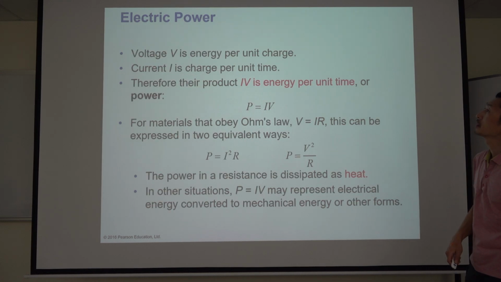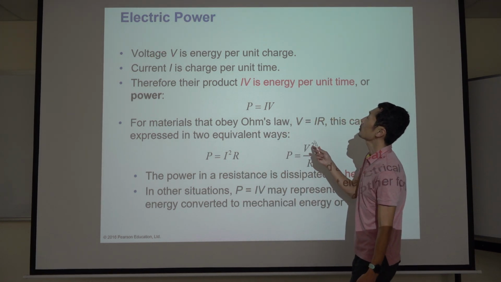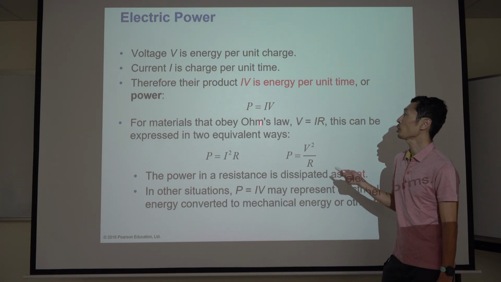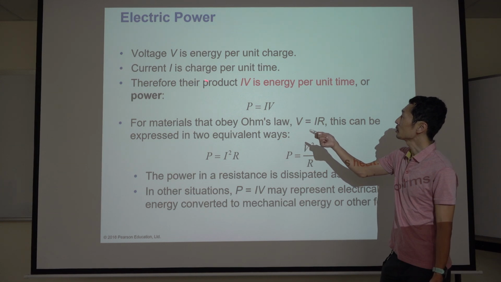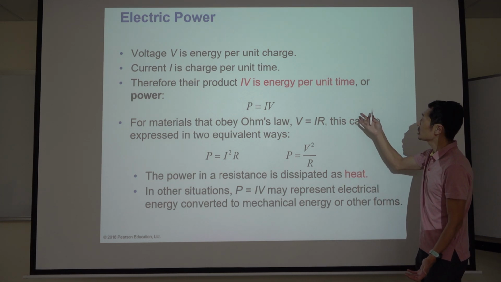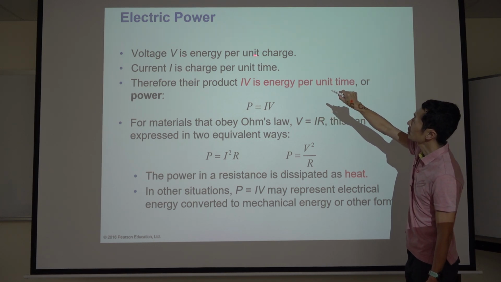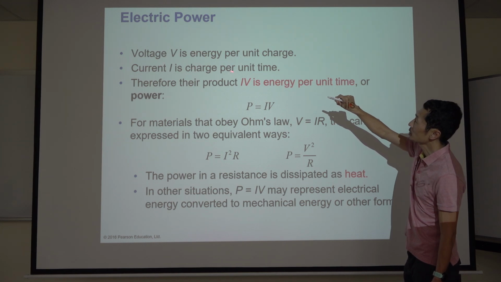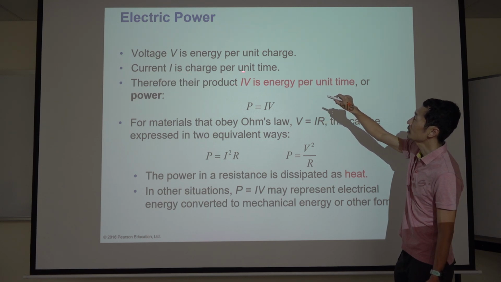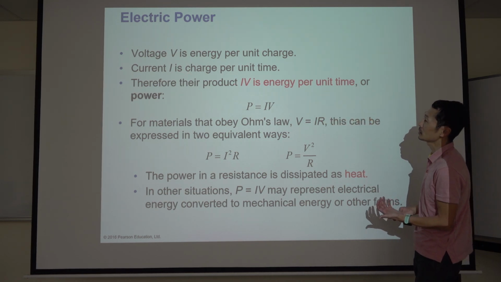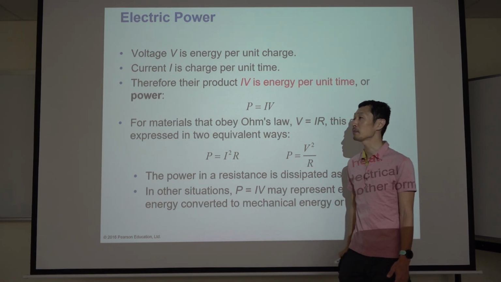Okay, next. Now we look at electric power. Voltage V is energy per unit charge. Current is charge per unit time. So if you multiply these two, IV represents energy per unit time. So this is energy per unit charge, right? And I is charge per unit time. So multiply these two, and that gives you the power. We write it P equals I, current, times V, voltage.